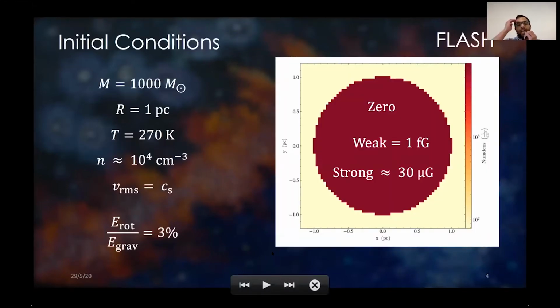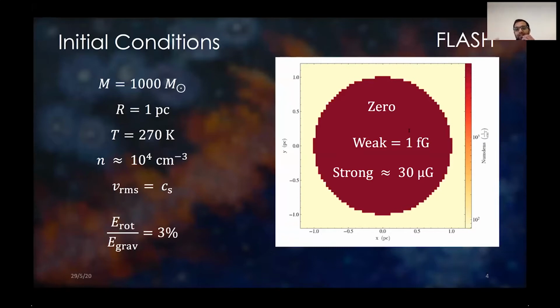So to do this, we have conducted a suite of 3D MHD simulations using the code Flash, where we have a bunch of initial conditions that we get from cosmological simulations. And the main thing to note here is that we then vary the field strength depending on what we find would be appropriate if you take, for example, the magnetic field amplification into account on cloud scales.